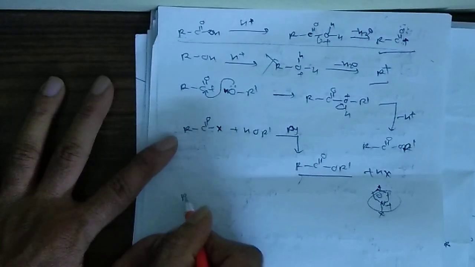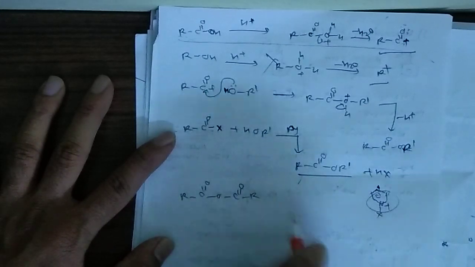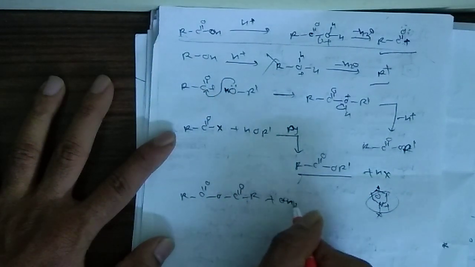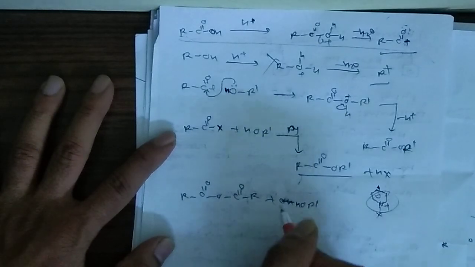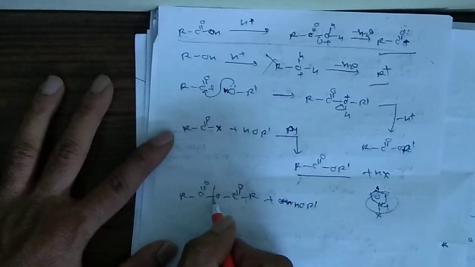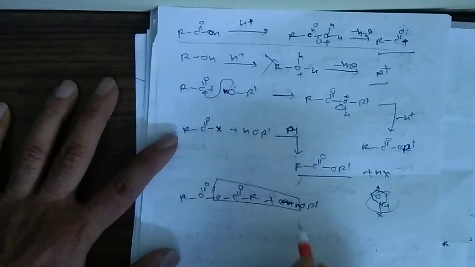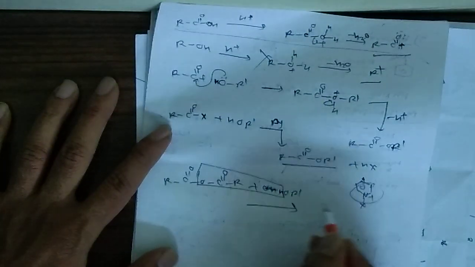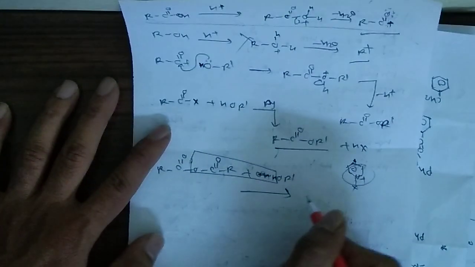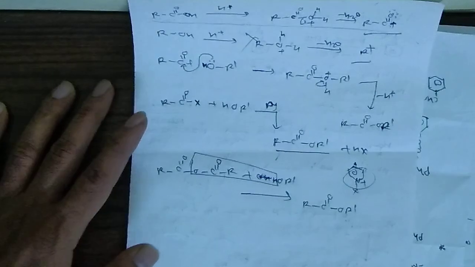Now again, one more is anhydride plus OH R'. Simply from here we remove the acetic acid group. So what will form? Let's see here: R C double bond O R'. How will this be formed?